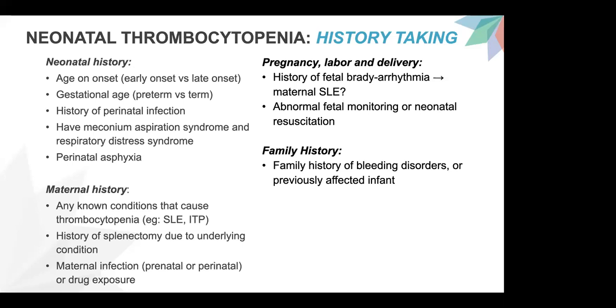For family history, ask about family history of bleeding disorder, and specifically also ask if there's any same episode in other siblings, because let's say there is history of bleeding, especially intracranial hemorrhage in a sibling, the child itself will have a higher risk of developing severe thrombocytopenia. Next.